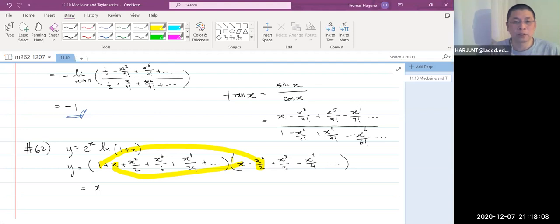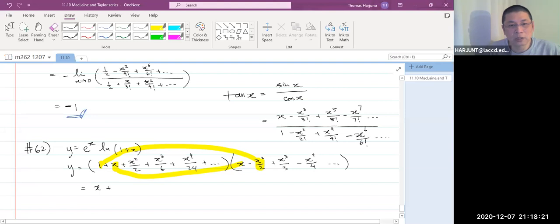The first product is negative 1/2 x squared. The second product is plus x squared. So that's right. That will be plus 1/2 x squared, right?